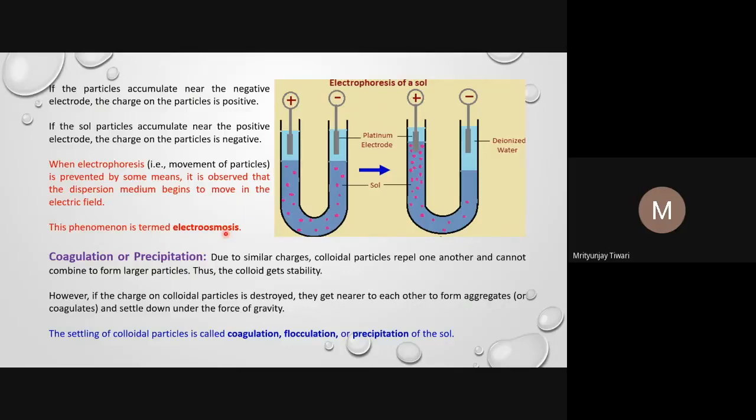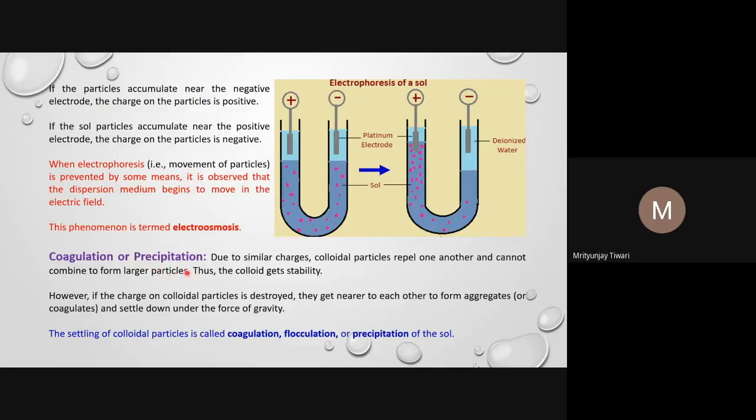Let's now study coagulation or precipitation. We have seen that if you add the electrolyte beyond a certain concentration, the colloidal particles get precipitated. This process of precipitation is called coagulation, or also flocculation. And this precipitation, coagulation or flocculation is the settling of the colloidal particles. When the colloidal particles start getting settled, the process is called coagulation, flocculation or precipitation. And there are different methods one can use for the coagulation of lyophobic and lyophilic salts.